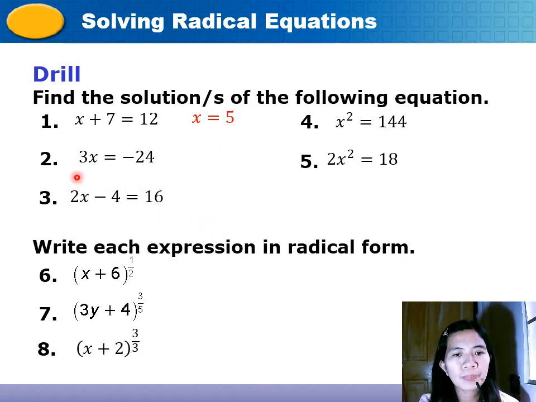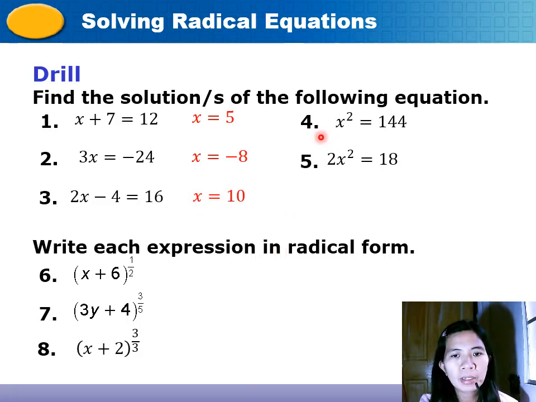Number 2, we are going to get the multiplicative inverse of 3, so divide both sides by 3. The answer is negative 8. Number 3, first we get the additive inverse of negative 4, which is positive 4. Then divide both sides by 2. So the answer is 10.